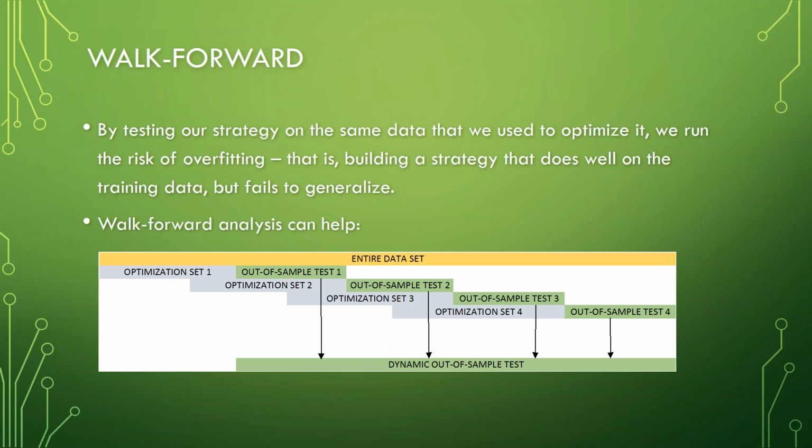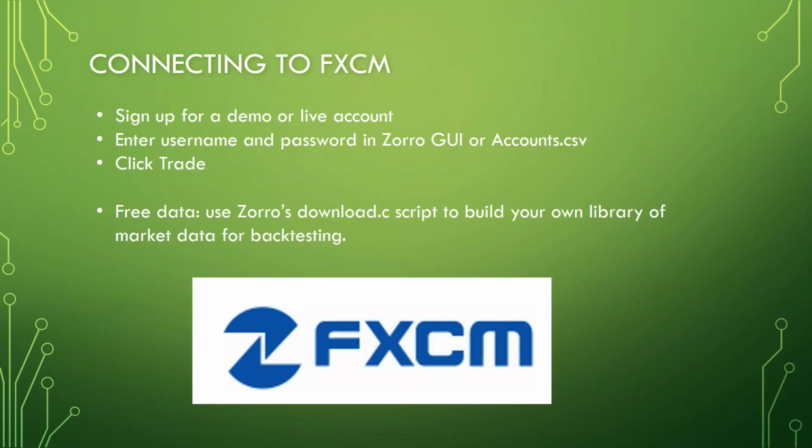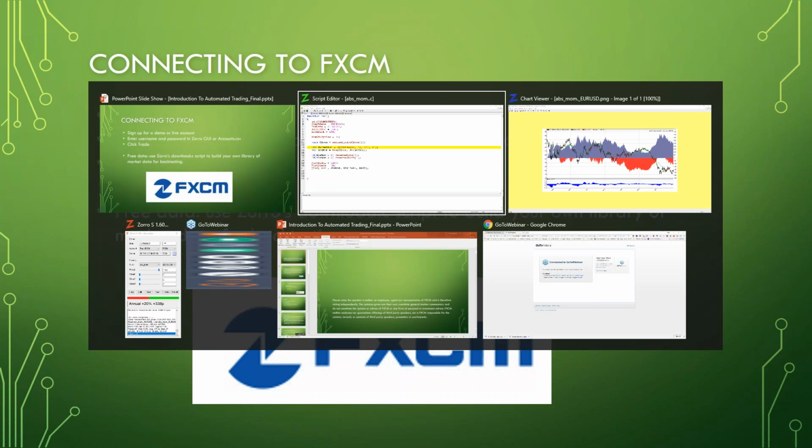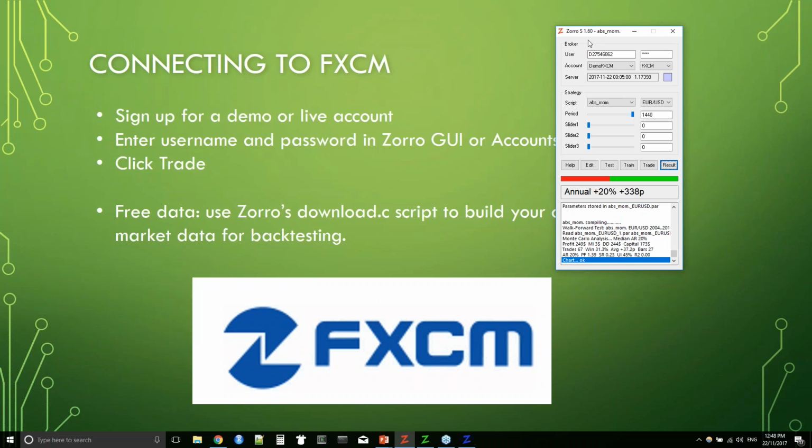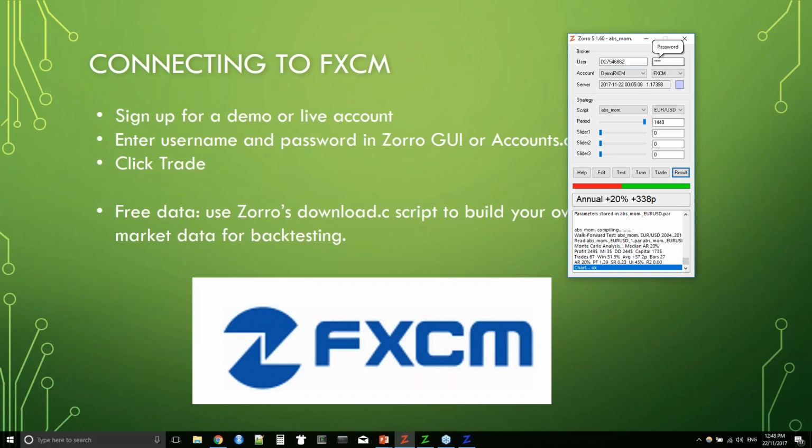The last thing I want to do with Zorro is connect it to FXCM's API, which really couldn't be easier using Zorro. The developers did all the hard work by writing an FXCM plugin that takes care of all of the communication with the broker. You simply need to enter your username and your password and select the correct broker from the accounts drop-down menu. And in order to connect and start trading, all I need to do is click trade.